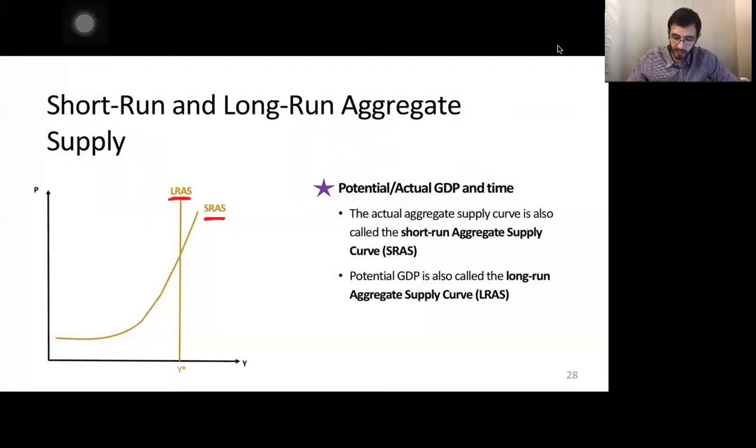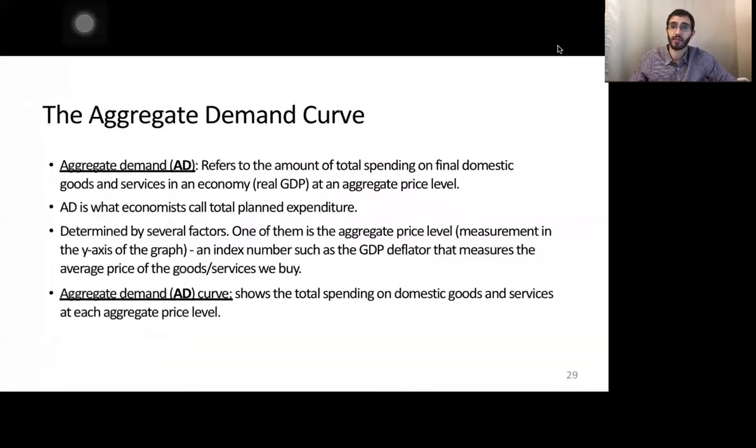And let me know if that's not making sense for you yet, and we can definitely talk more about that in the virtual class. Okay, so now let's dive in to understand the aggregate demand curve, and then, as you know, we're going to put those together to find our equilibrium points and move on from that point on.